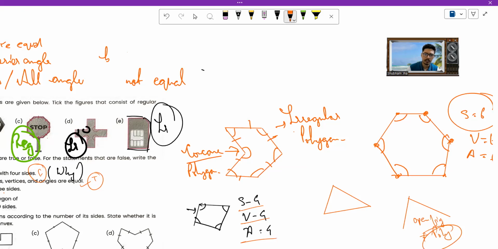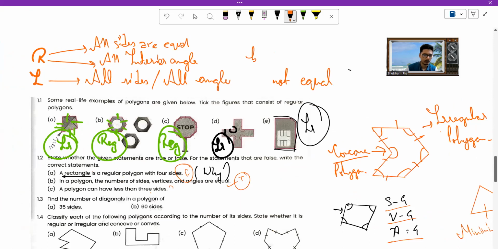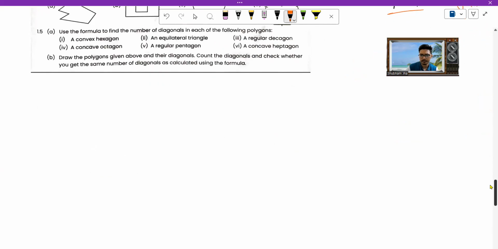Means for a figure to be a polygon, there have to be a minimum of 3 sides. Now, this is one of the criteria of a polygon, that it should have a total number of sides greater than 2. Then only it will be considered a polygon. So this is my 4. Okay. Now let's see. Find the number of diagonals of a polygon. Okay. There is a formula for this. Let's understand the formula. Total number of diagonals. Let's see.